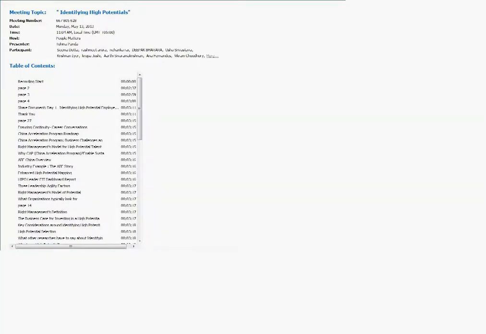We really think it should start at the individual contributor level. Our perspective is that, looking back at that leadership capability framework slide that we showed earlier, high potentials exist at multiple levels within the organization.